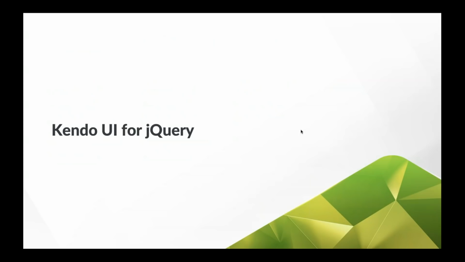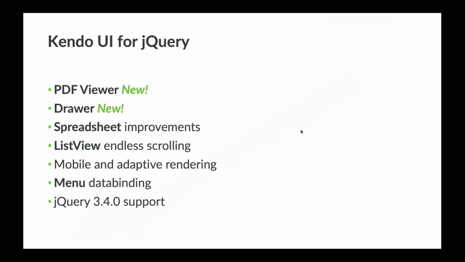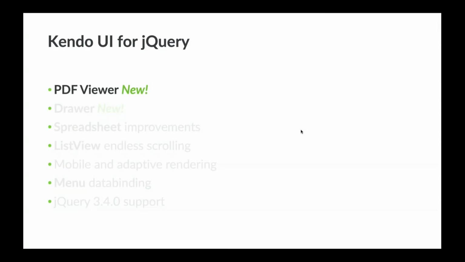Kendo UI for jQuery is a very mature component library available for developers utilizing jQuery as a dependency. It's been around for a very long time, features over 70 components, and is a great tool set for building applications for the web. As Carl alluded to, we have a lot of great new features in here, which we'll highlight. Let's begin our journey by taking a look at the new PDF viewer component.